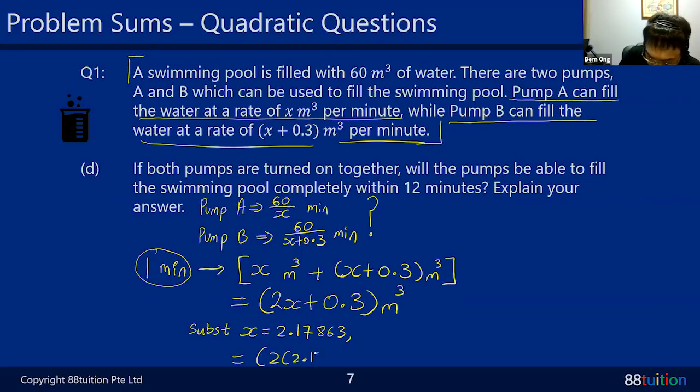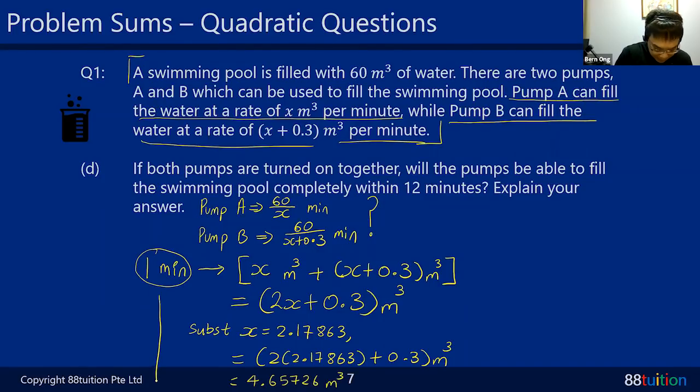All right. Okay, so it will be 2 times 2.17863 plus 0.3 meter cube in that 1 minute, which is equal to, press your calculator, 2.17863 times 2 plus 0.3. So you get 4.65726 meter cube in that 1 minute. All right. So once you get to here, okay. So what do they say? The entire pool is what? Entire pool is 60 meter cube, right? Entire pool is 60 meter cube. So 60 meter cube, right?